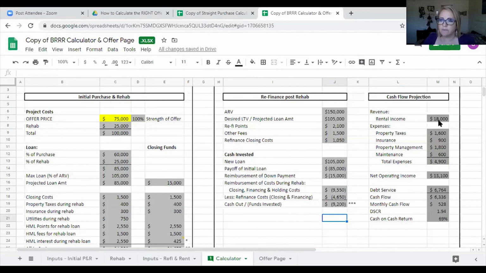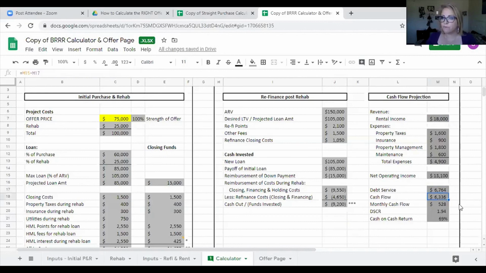All right. So then we have rental income over here of $18,000. This was coming from that $750 per month per unit for the 2 units. Then we have our expenses, total expenses, and our net operating income. It's the same type of calculation we did on the straight purchase. Your debt service is taking the mortgage amount of $105,000 at 30 years amortization at 5% interest, and over the course of the year, that's $6,700 of debt service.